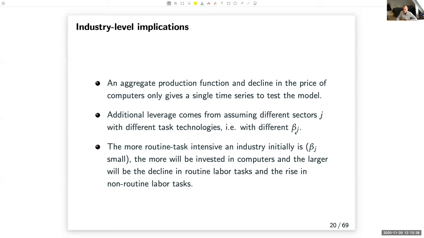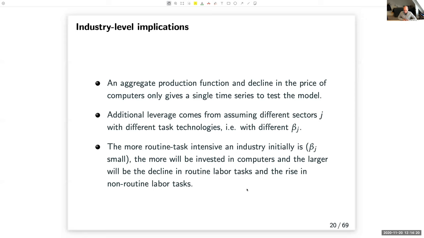And so what this means is that if beta J is large, the sector is relatively non-routine labor task intensive. But if beta J is very small, you're looking at a sector that's very intensive in routine tasks. And what we do is add subscripts J to the model that we've just derived. And what we're going to show is that the more routine task intensive an industry initially is, so the smaller beta J is, the more will be invested in computers, and the larger will be the decline in routine labor tasks and the rise in non-routine labor tasks.